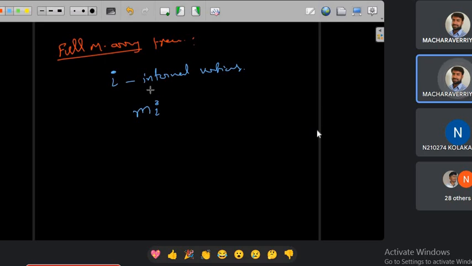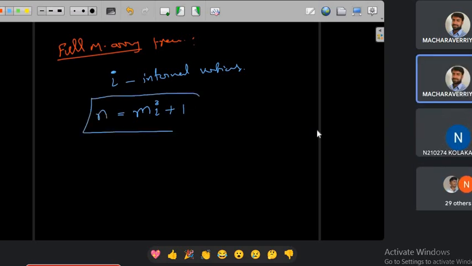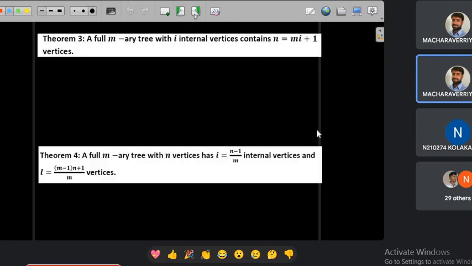Now we are not going to consider the root as an internal vertex, no? Alright, so now I will include the root in it. So this many total vertices we can have. So that is n equal to m into i plus 1. Alright, so that is what this theorem is about: a full m-ary tree with i internal vertices contains mi plus 1 vertices. Okay, so this one is a base.